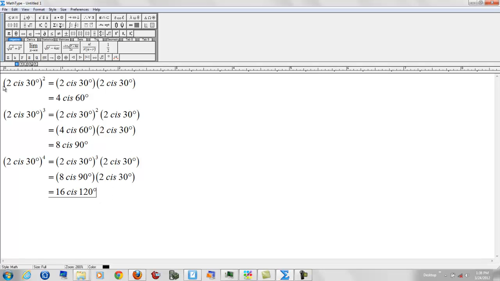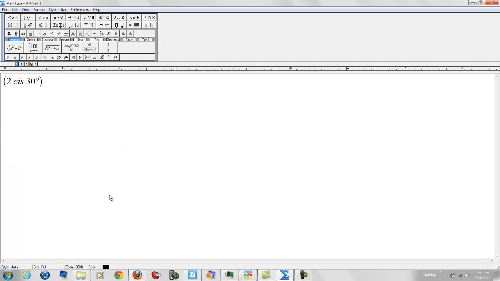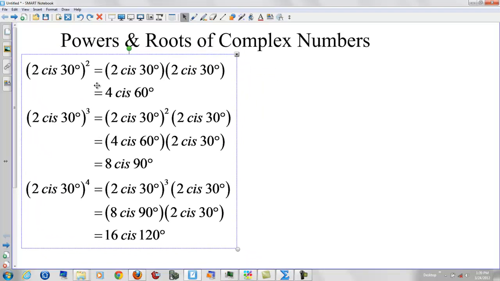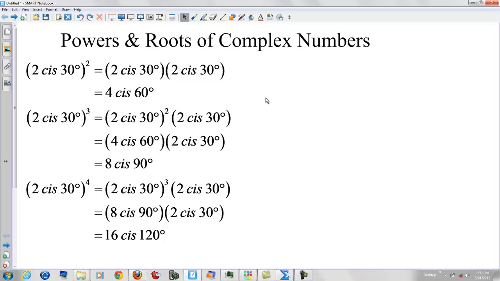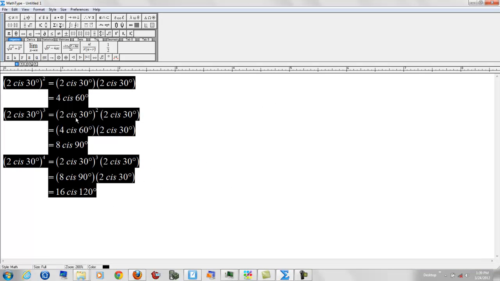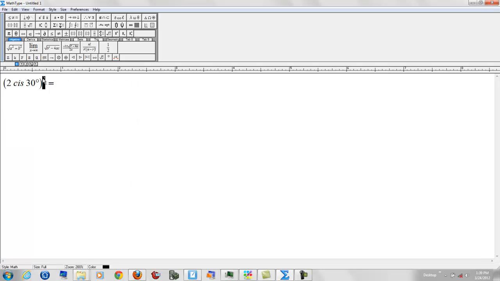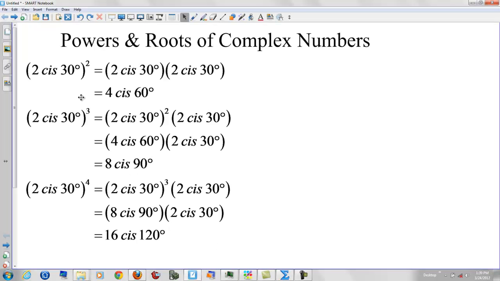So what if I now wanted to expand that and talk about 2 cis 30 to the fifth? Hopefully at this point we can see that there's a pattern emerging for us. If I now want to talk about 2 cis 30 to the fifth power, maybe we can figure out a pattern here. So let's look at what we have. In this we just multiplied 2 by 2, we got 4. Here we had 4 times 2 to get 8, and 8 times 2 to get 16. But if you look at those numbers, 4 is the same thing as 2 squared, and 8 is 2 to the third power, and 16 is 2 to the fourth power. So that seems to be a pattern there for the coefficient.